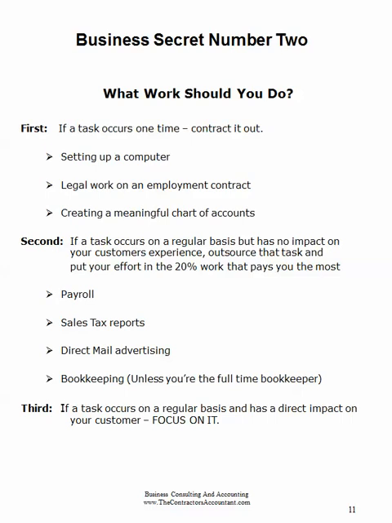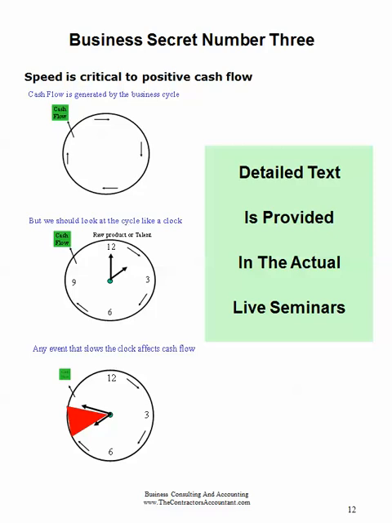Business secret number 2 is what should you be working on. What should you do yourself? What should you outsource? Business secret number 3 is we talk quite extensively about cash flow. There's a lot of detailed text. I didn't want to put it here on this webinar, this video, because it's fairly complex. We spend quite a bit of time on this secret right here.